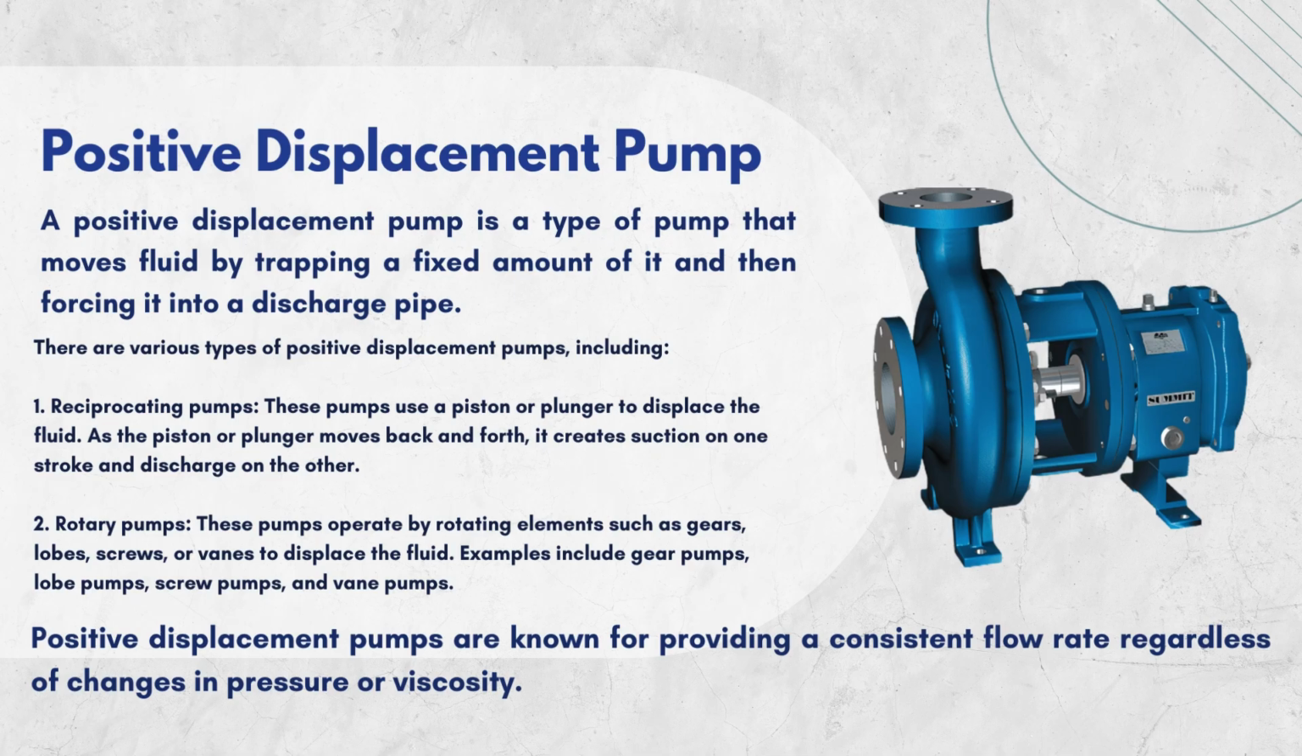Talking about the positive displacement pump in simpler terms, it is like a hand-operated syringe, which you have seen. When you pull the plunger, it sucks in a specific amount of liquid, and when you push it back, it pushes out the same amount of liquid. And this is how a positive displacement pump operates.